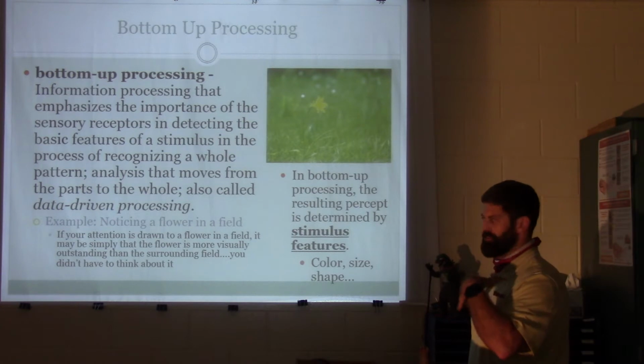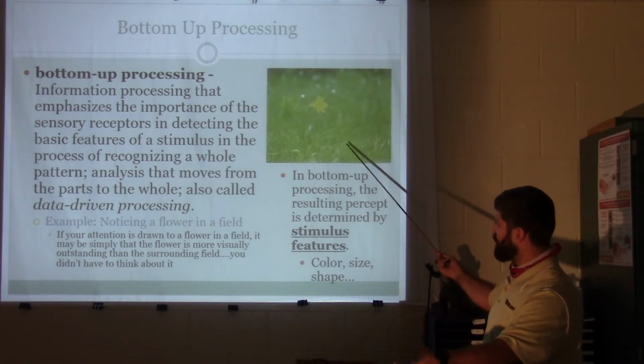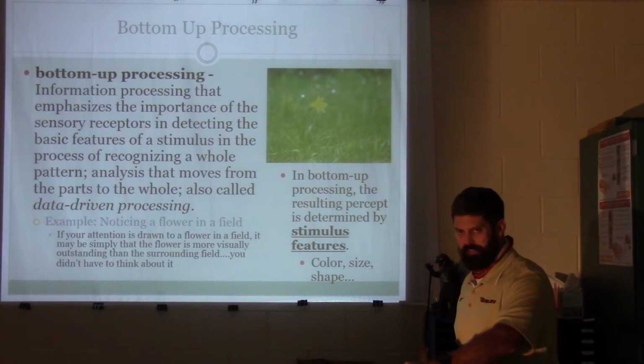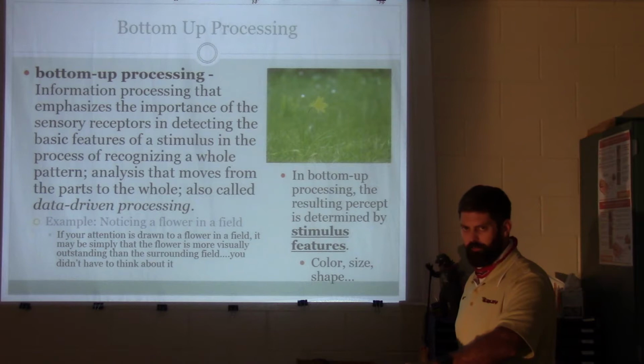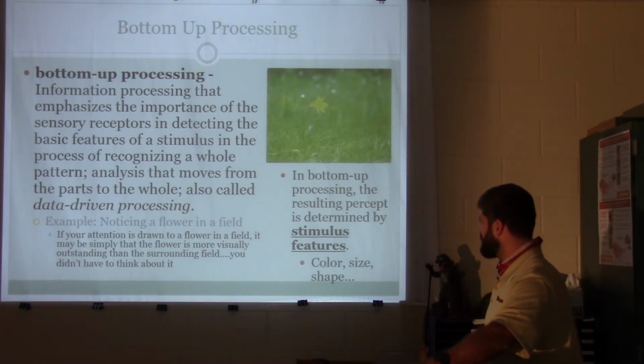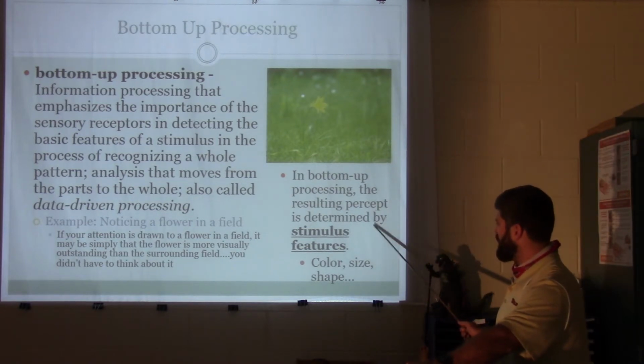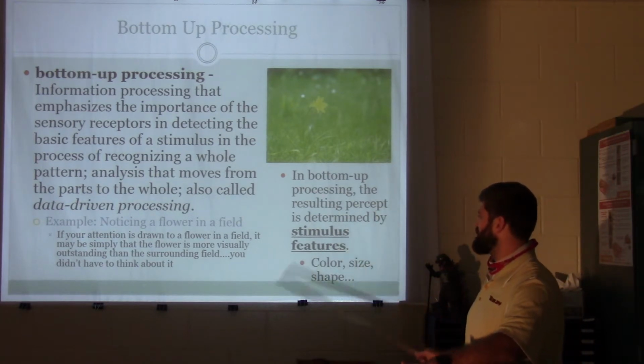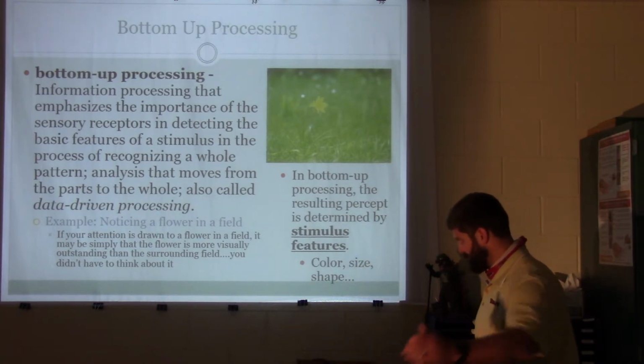So bottom-up process. It's noticing this flower in the middle of a field because it's different. It's yellow, it's taller, it's shaped differently. So, bottom-up processing is the resulting percept being determined by the stimulus features.